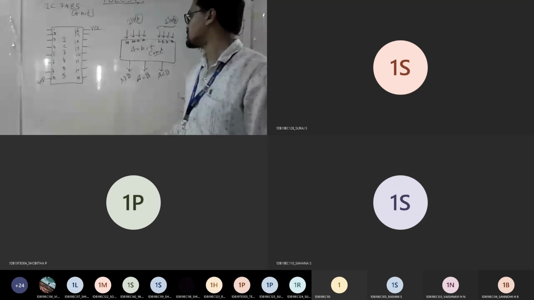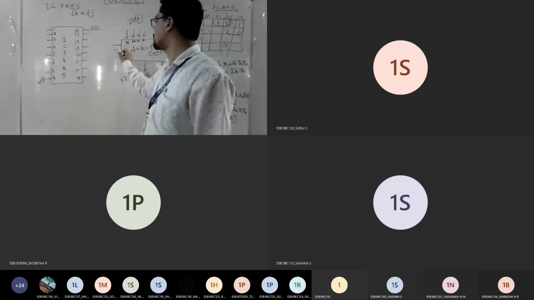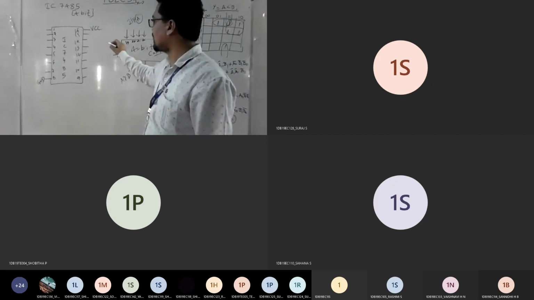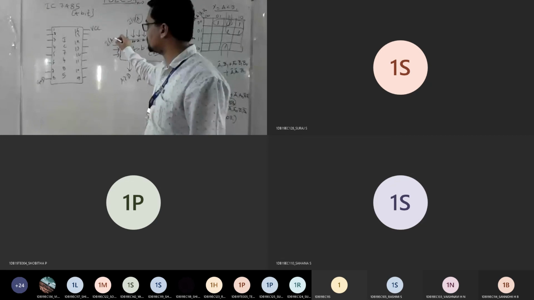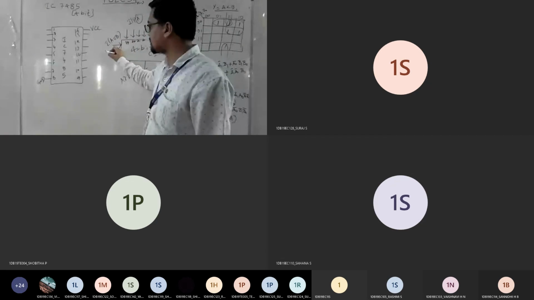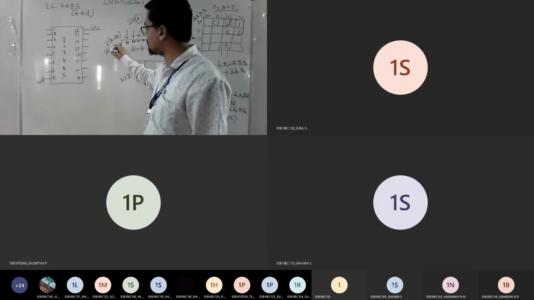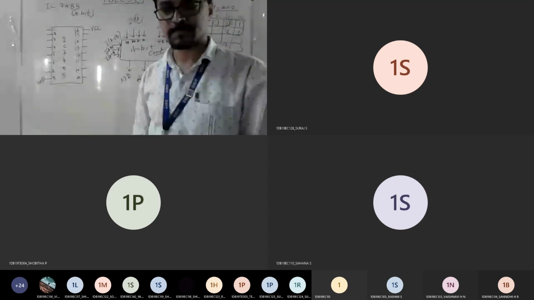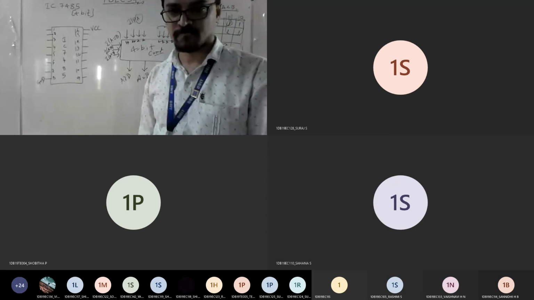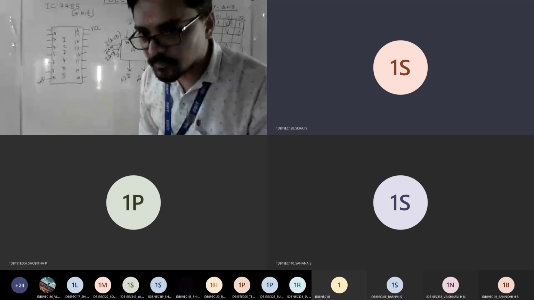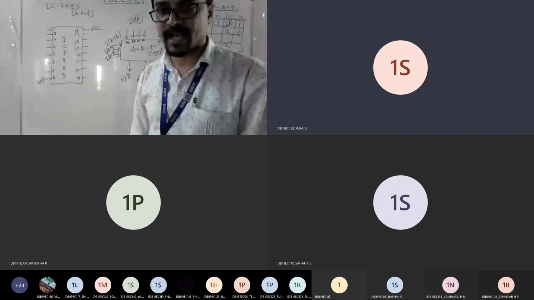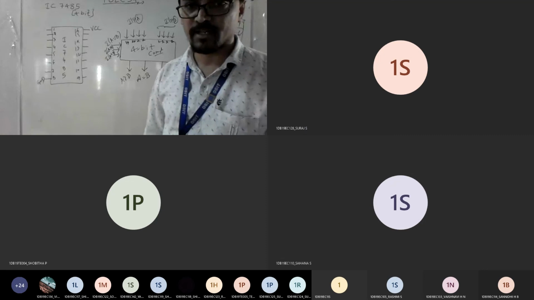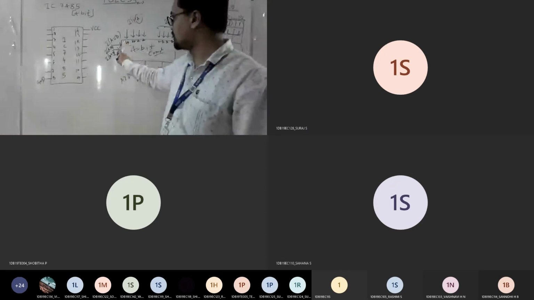In this, you will also have 3 cascading inputs. So what is the meaning of cascading? What is the meaning of the word cascade? Cascade means the output is given to the input. Nothing but series. Cascading means series connection. So there will be 3 cascading inputs.